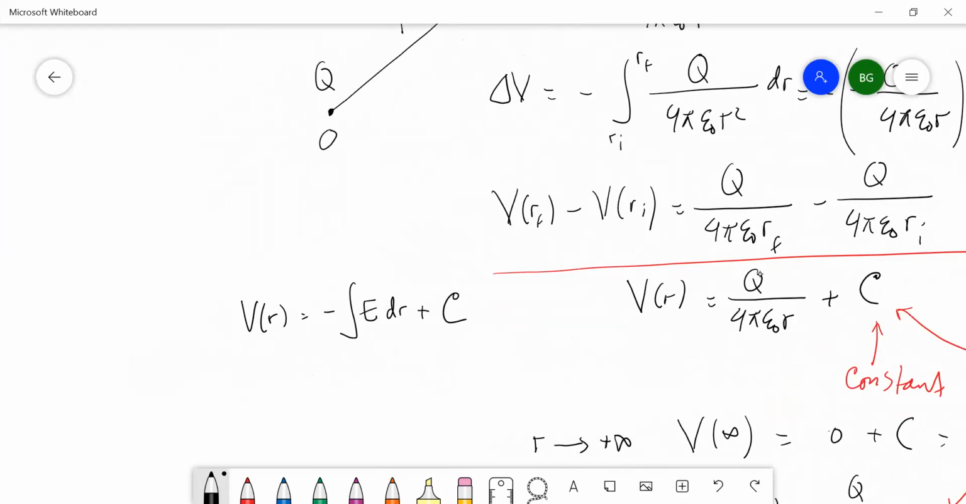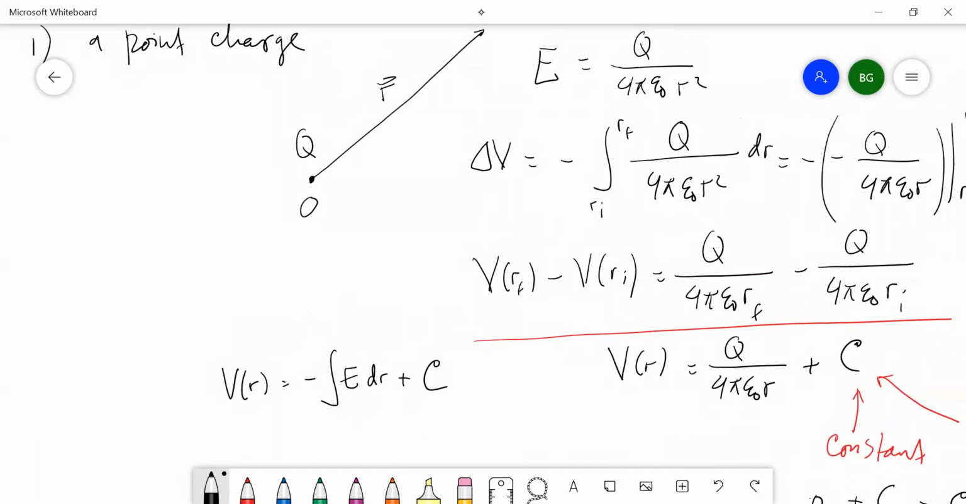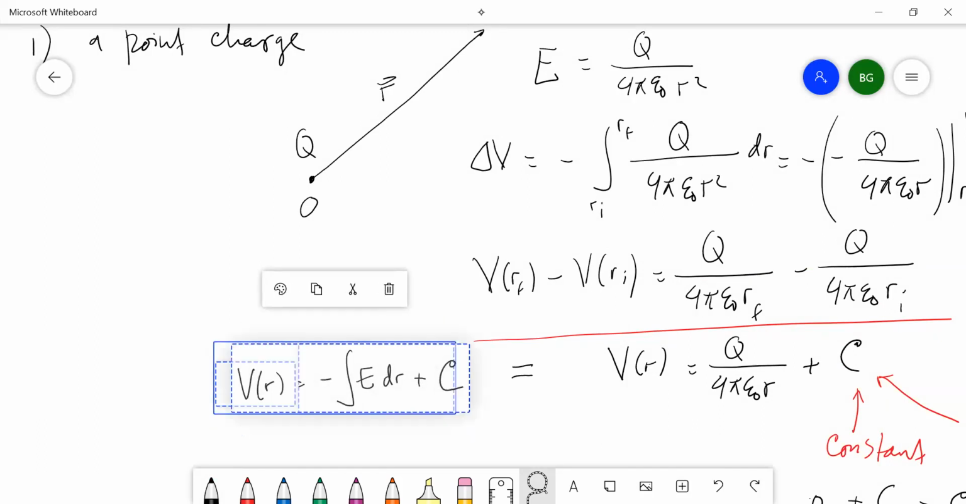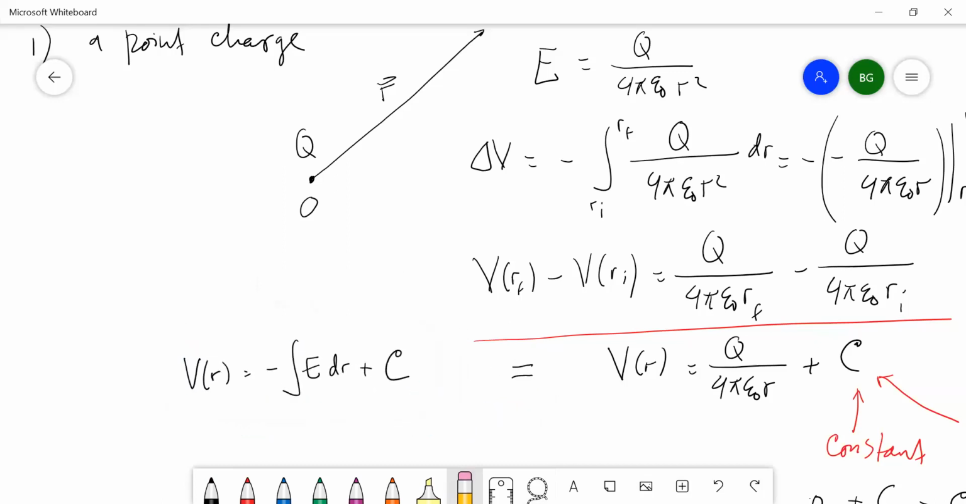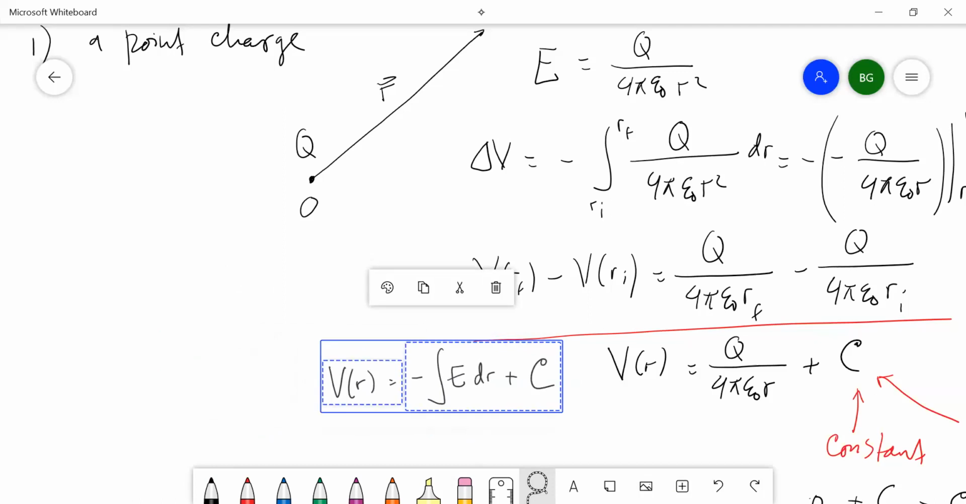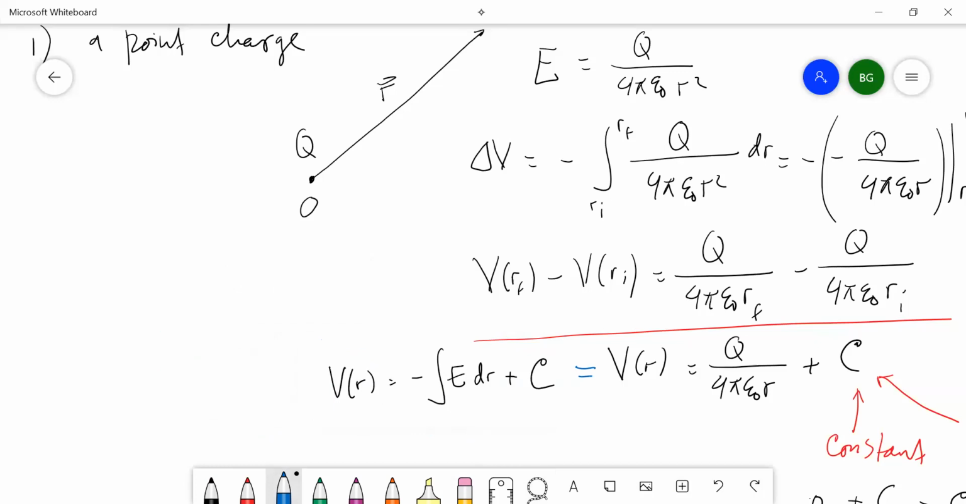This is the difference of potential, delta V. We could also take V of R equals minus the integral of E dR plus C. The definite integral has boundaries Ri and Rf, while this one is the indefinite integral, without boundaries. So we have the boundary here for the definite integral, and for the indefinite integral we get this one, which is equal to this one, with a constant.